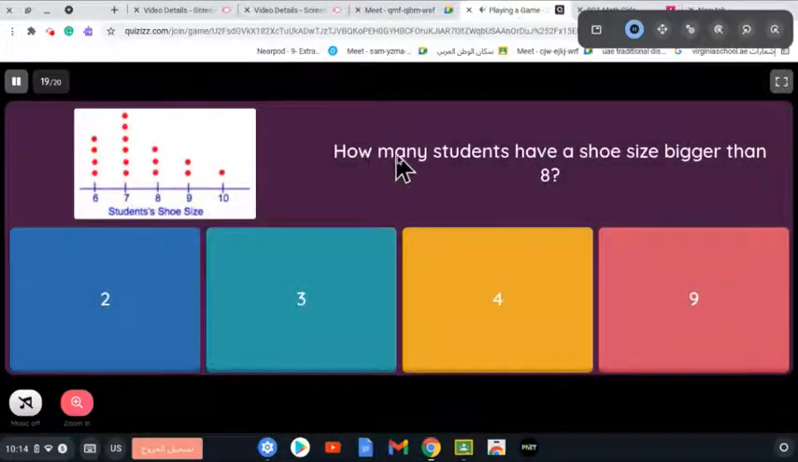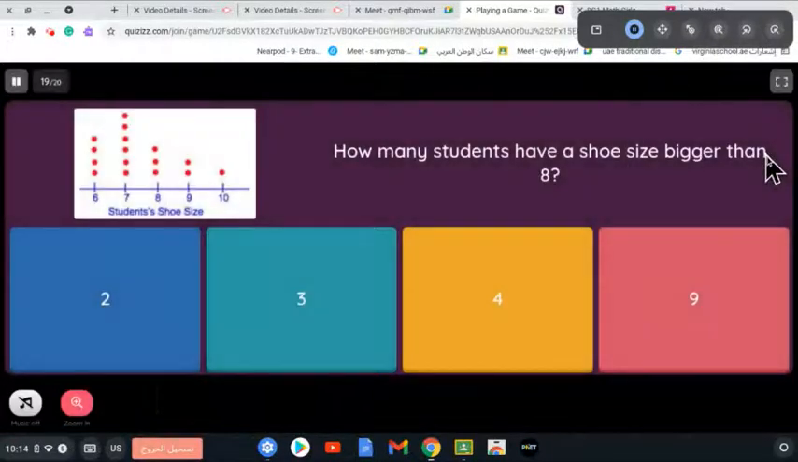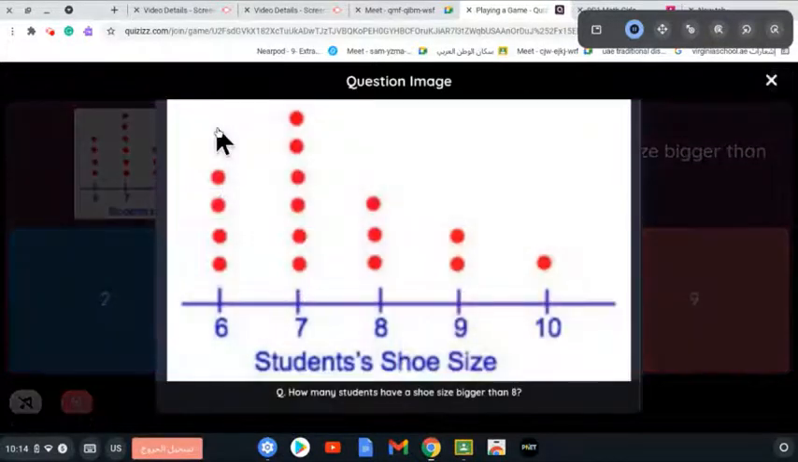How many students have a shoe size bigger than 8? So this is 8, and this is 9, and 10. So you count the dots to see how many students have a bigger size than 8. So 1, 2, 3.